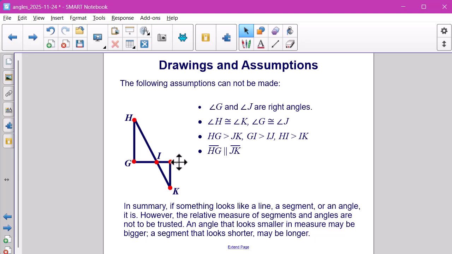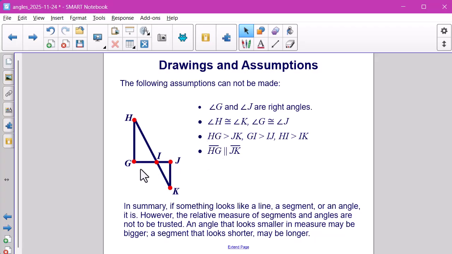Angle G and angle J are right angles. They could be obtuse, they could be acute, they could be right, but they don't have to be right angles. That's why they're not true. Angle H and angle K are not congruent to one another because we don't know if the line segments HG and JK are parallel or not. Similarly, we don't know that angle G and angle J are congruent for similar reasons.